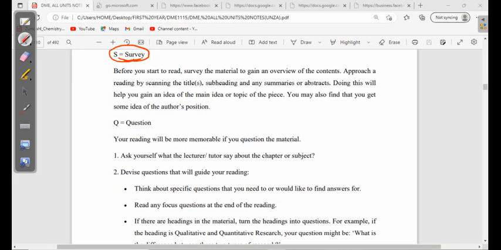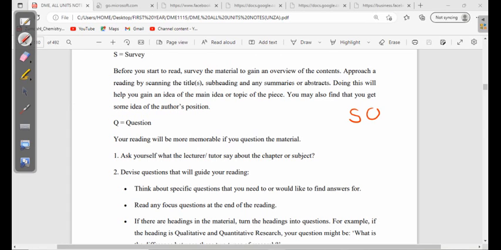So the first thing when it comes to reading is just to have a general understanding of the topic. You get to look at the titles, subtitles, and any summaries if they are there, and what the book is really about. So these are some of the things that you get to look at. By surveying, you are going to know the basic idea of the author. What was the author trying to bring out?